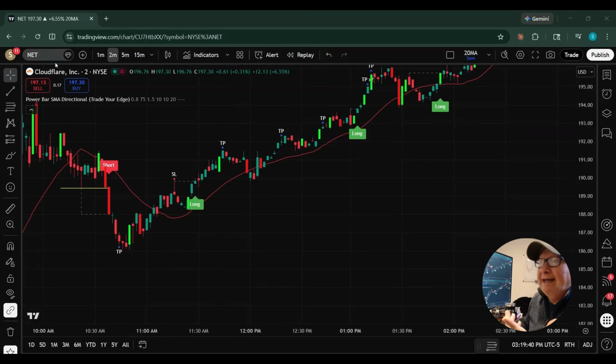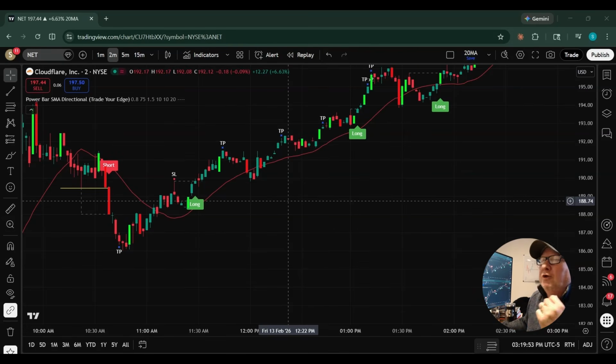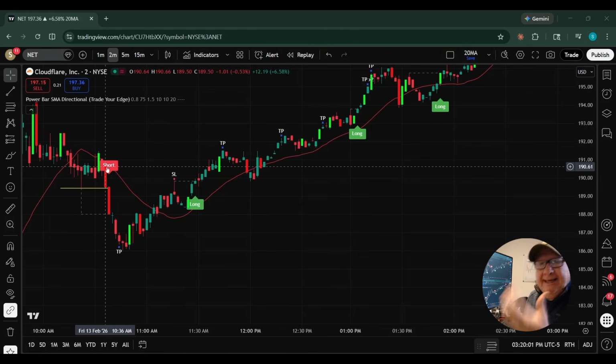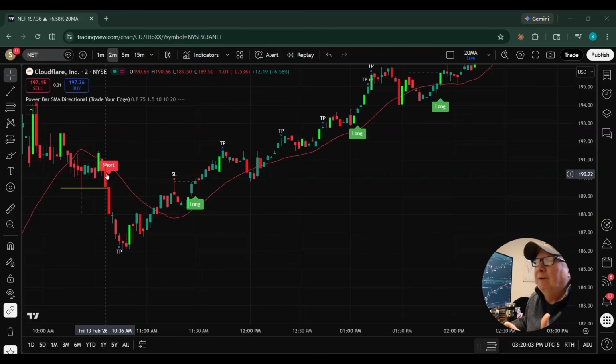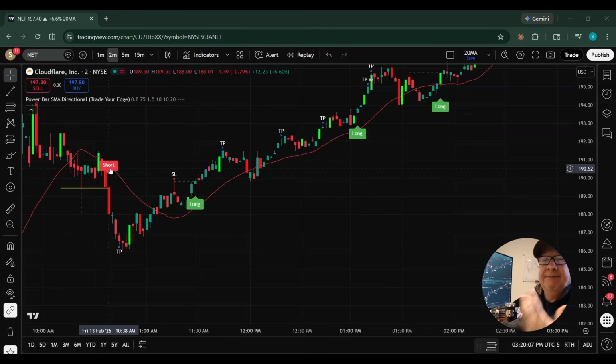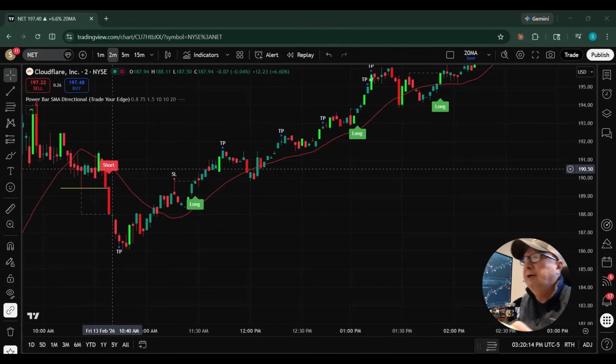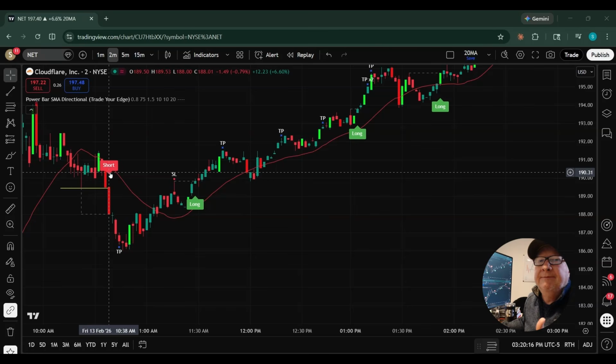The first one is ANET or Cloudflare. You want 3 actions with the power bar, or 3 activities. One is just taking the power bar when it's given to you. And like I said, I just explained what the power bar is. The second thing you want to make sure that you are doing with the power bar trade is keeping your stops, right? This is a momentum trade that works best when you have movement, right?